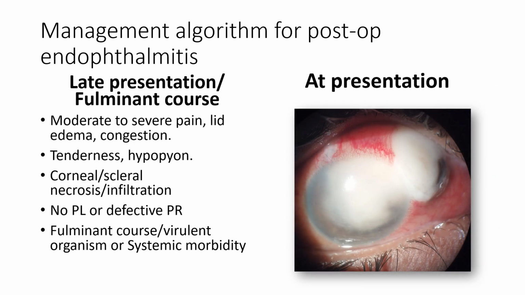This is the third kind of situation, which is late or has a fulminant course. These patients can have moderate to severe pain, lid edema, congestion, tenderness, hypopyon, and corneal or scleral necrosis. Infiltration is a very bad sign for these eyes, and the vision usually is no PL or a defective PR. These patients have a fulminant course due to a virulent organism or systemic morbidity, and nothing can be done, and these eyes are usually destined for evisceration for managing their pain.